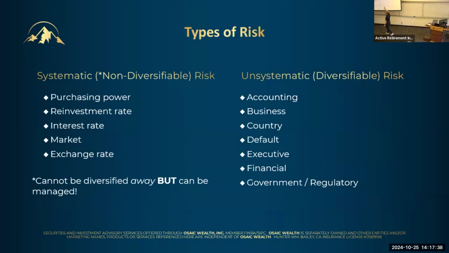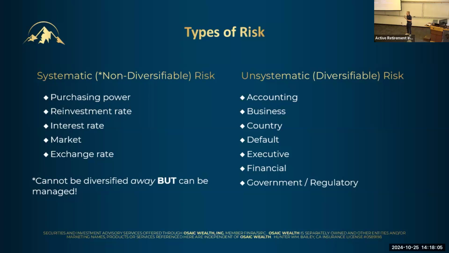Systematic risk is what we're managing with our lateral integration. Purchasing power, reinvestment rate, interest rate, market risk, exchange rate, all these different things that we really can't control much of our exposure to. We can control the degree of exposure that we have to it. My interest rate sensitivity will be a function of how much I have in bonds, as well as how long the maturity lengths on those bonds are, and the coupon rates, but those are the 2 main things.